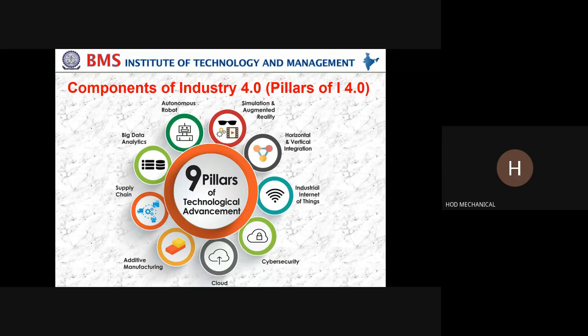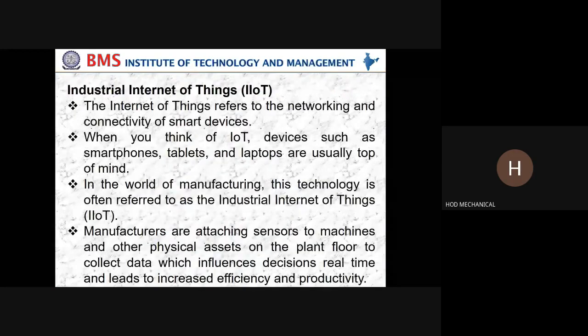Now we'll just discuss. So these are all the 9 different pillars, 9 different pillars of Industry 4.0. So one by one we'll try to understand. Right, now let's start with the industrial internet of things.